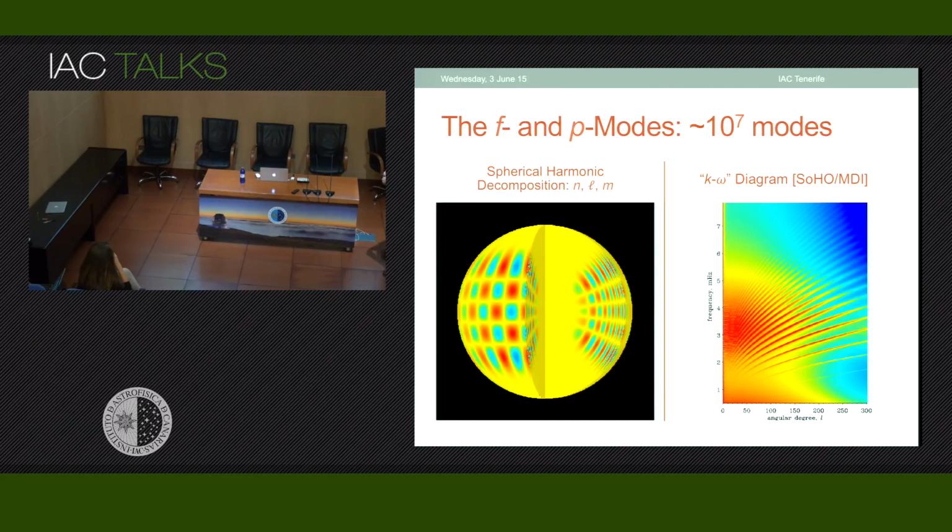And we can do a k-omega diagram, so a familiar sort of thing, angular degree L, or in other words, horizontal wave number, and frequency. And we see a whole bunch of distinct frequency bands. So the lowest one there is the F modes. The F modes are just surface gravity waves. That's what you get when you throw a stone in a pond of water and the ripples go across. That's an F mode.